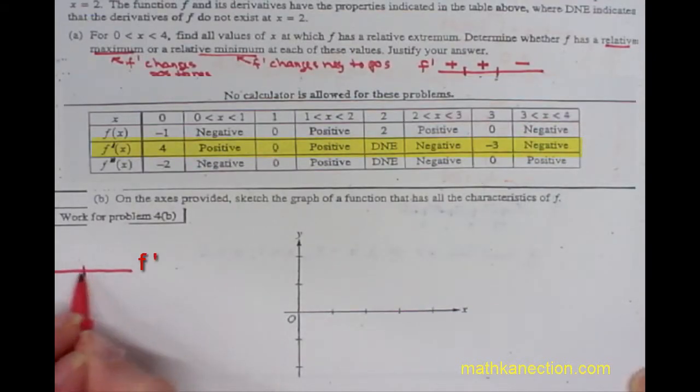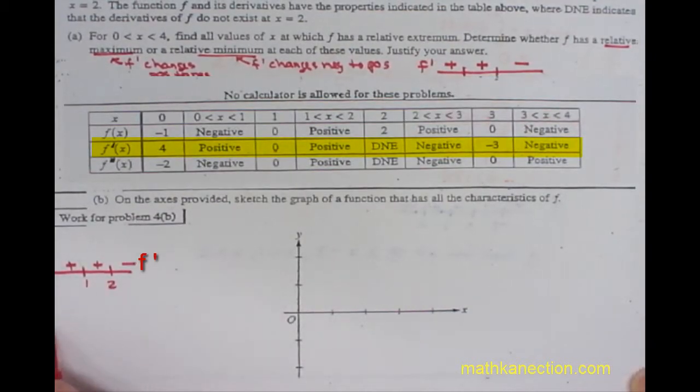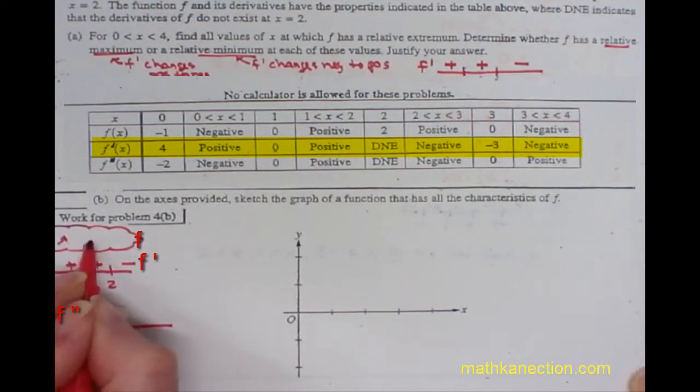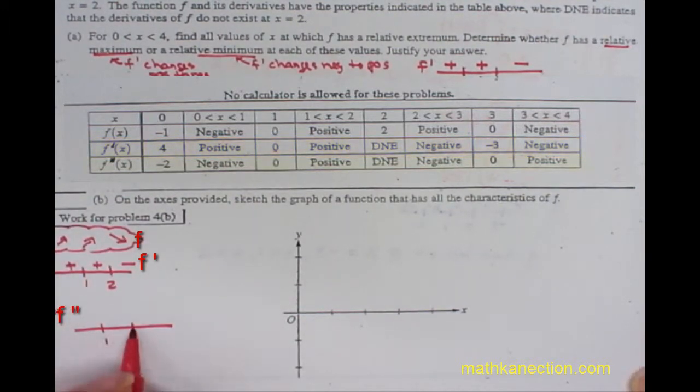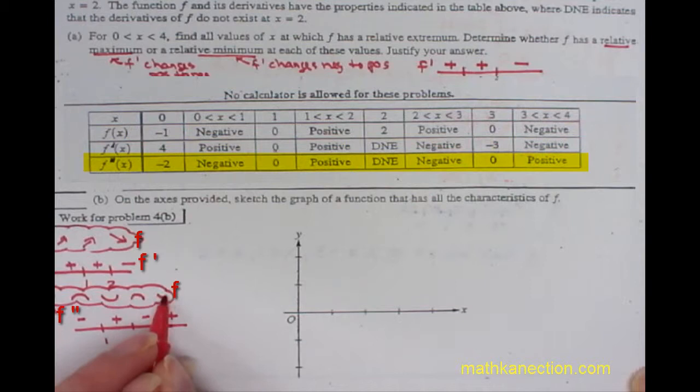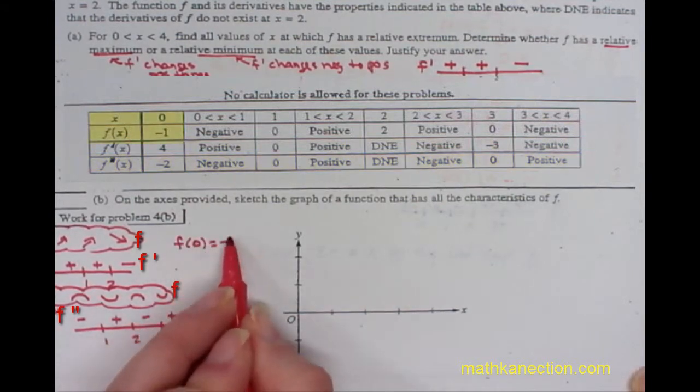To sketch the graph of the function, looking at f prime, that changes from positive and then to negative. So that means f would increase, and then decrease. Then looking at f double prime, it changes from negative to positive. So that means f would be concave down, then concave up, then concave down again.